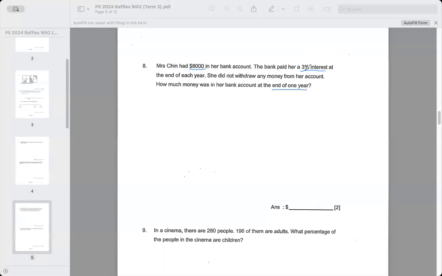the interest. Okay, so for percentage questions, right, the original amount in her bank is always 100%. So if the bank pays her 3%, the final percentage in her bank will be the 100 plus the 3% that she received as interest. So at the end of the year, she'll have 103% in the bank. Okay? So just now I already said the original amount, 8,000, is the 100%. So for this, we will start off with 100% is $8,000.